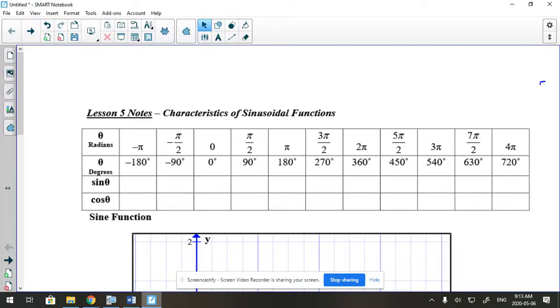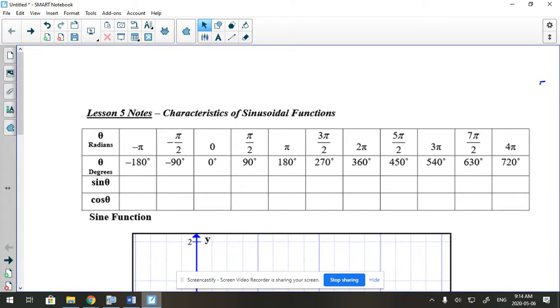Good morning, we're on to lesson 5 notes. We're going to talk about characteristics of sinusoidal functions. Last day you learned about radians. We compared degrees and radians. When you're dealing with sinusoidal functions, it's easier to work with everything in radians.